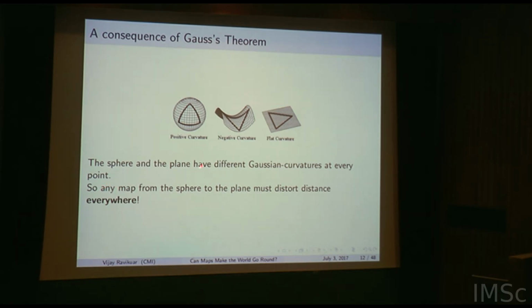So what have we seen? The sphere and the plane have different Gaussian curvatures at every single point. They both have constant curvature. Here it's 0 everywhere. Here it's 1 everywhere. So what the Theorema Egregium tells us is that any map from any part of the sphere to the plane must distort distance everywhere, because the Gaussian curvature is different everywhere.